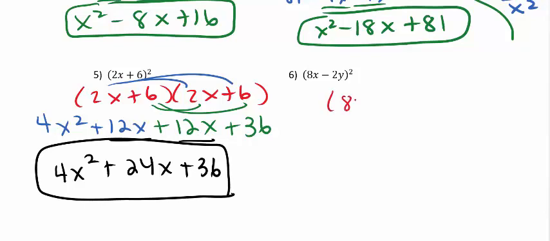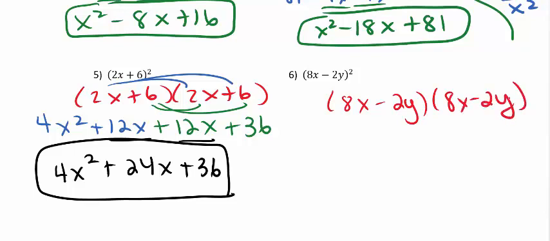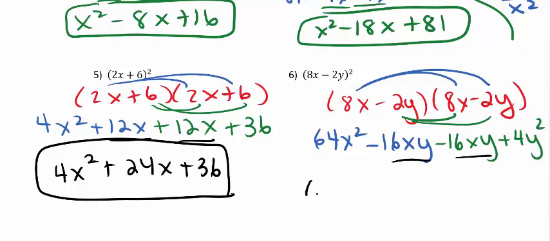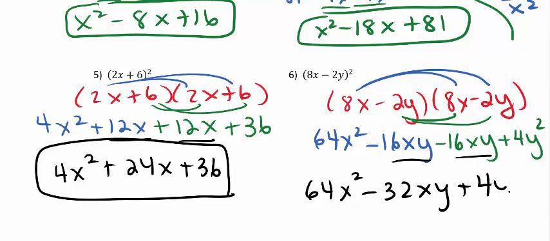We'll go ahead and write this out twice. 8x minus 2y times 8x minus 2y. We're going to FOIL. 8x times 8x is 64x squared. 8x times minus 2y is going to be minus 16xy. Then these inner terms together also give us a minus 16xy. Last terms plus 4y squared. So the middle terms again are the ones that combine, and we rewrite this as 64x squared minus 32xy plus 4y squared.